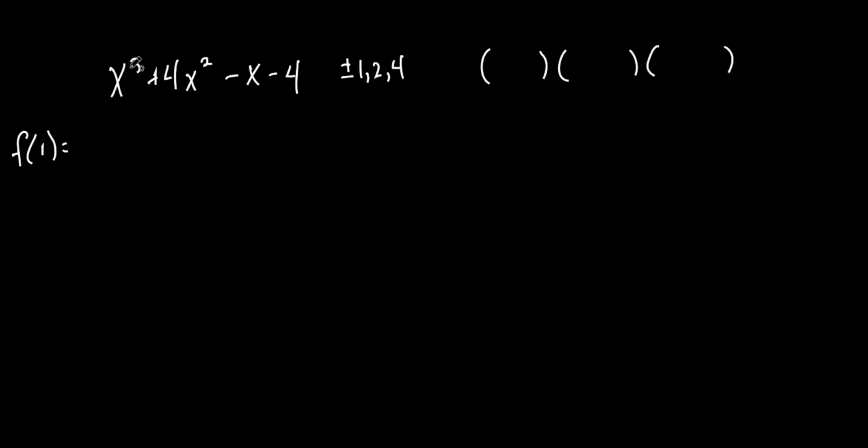So put a 1 in there. 1 cubed is 1 plus, what's that? 4 minus 1 minus 4. That's a 4. It's ugly. That's 5. That's negative 5. Look at that. First shot. It's a 0. All right, so that's good. So that means one of these factors is x minus 1. Okay?